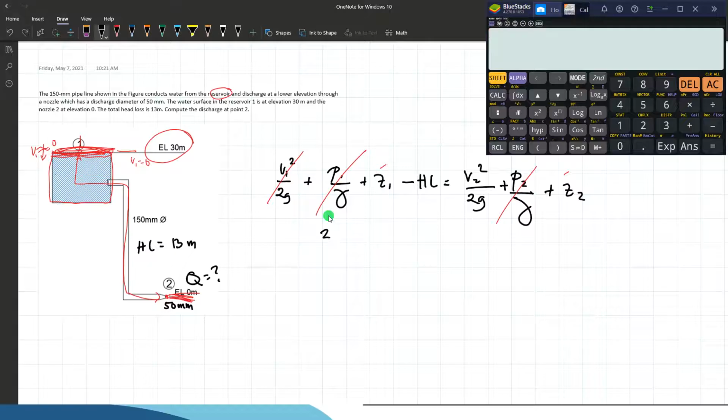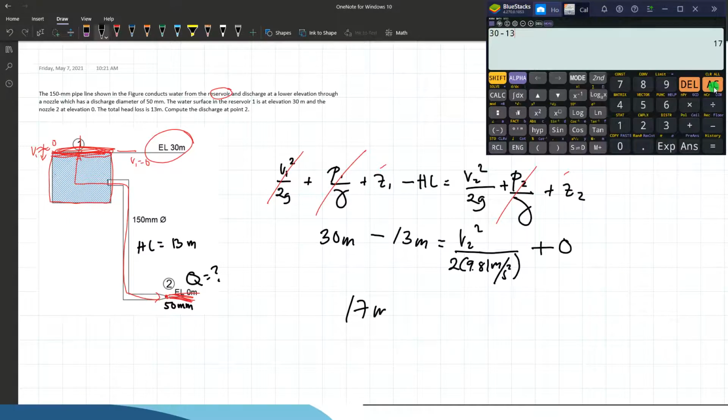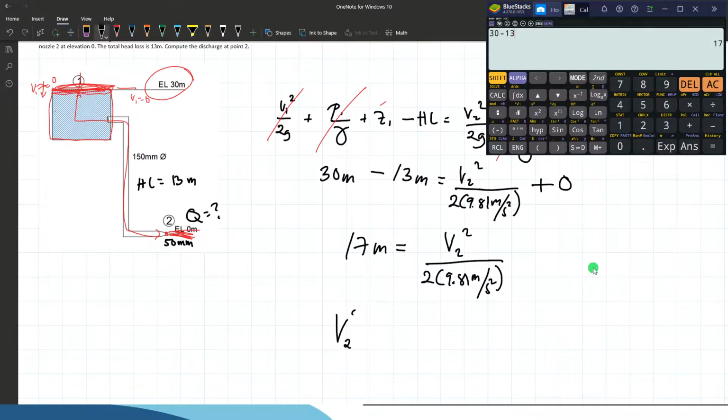Next, let's substitute the elevation head, 30 meters for Z1. The head loss is 13 meters. Velocity 2 unknown, over 2 times 9.81 meter per second squared. And the elevation at point 2 is 0. We can now solve 30 minus 13. That's 17 meters, equals V2 squared over 2 times 9.81 meter per second squared. Multiplying both sides by 2 times 9.81, we can rewrite this as velocity 2 squared equals 17 meters times 2 times 9.81 meter per second squared.